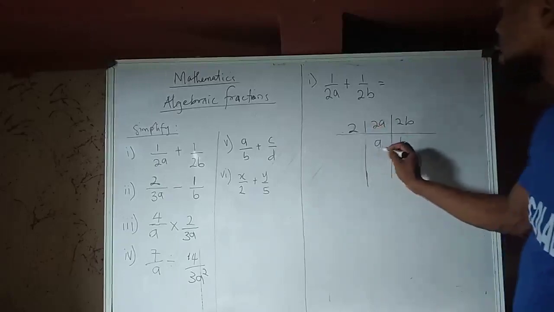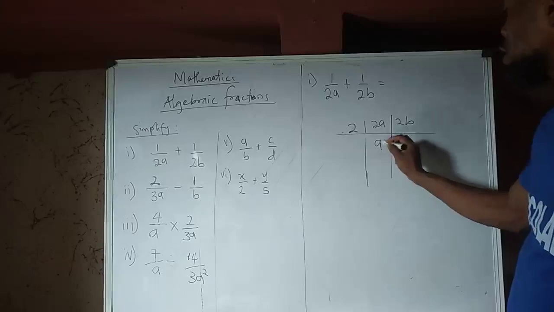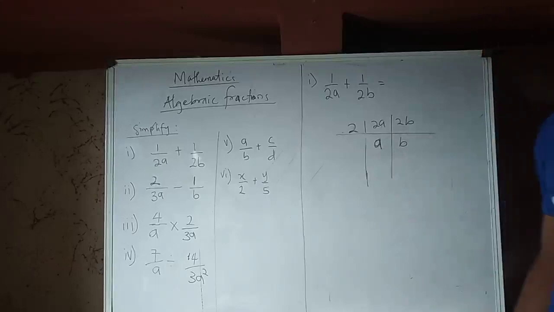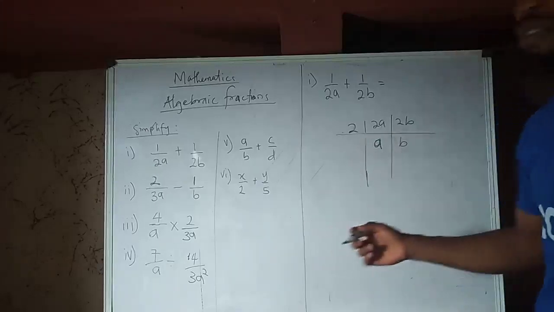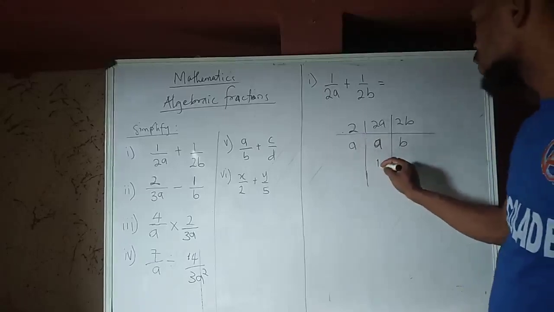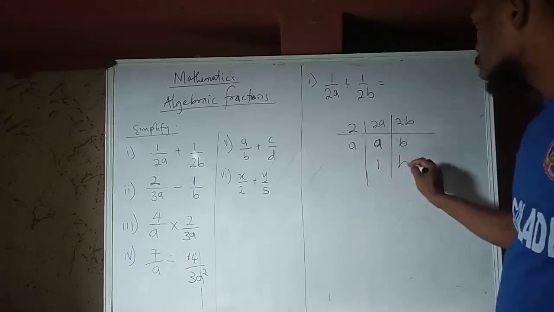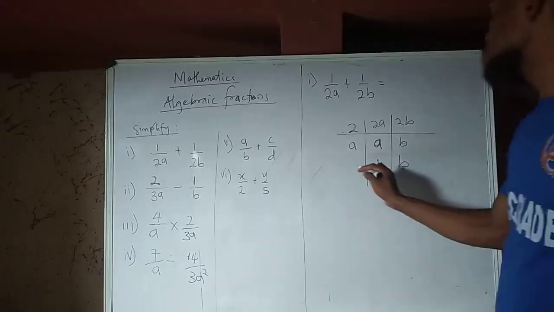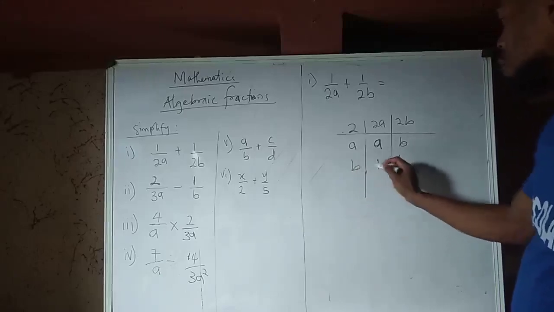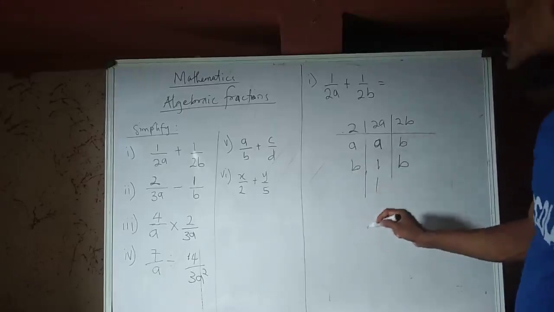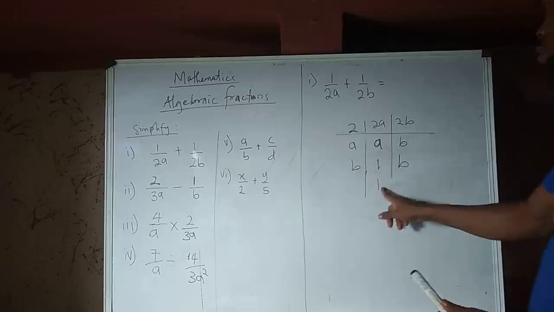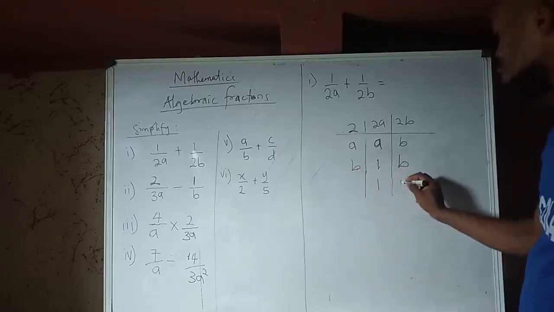Now let's continue again. What can divide a and what can divide b? There is no particular number that can divide a and b at the same time. But we are looking for the LCM, so we just divide using a. A divided by a will give us 1. B divided by a will not work, so we still retain the b. Now we introduce another factor, which is b. 1 divided by b will not give us a whole number, so we just leave it as 1. Then b divided by b will give us 1.